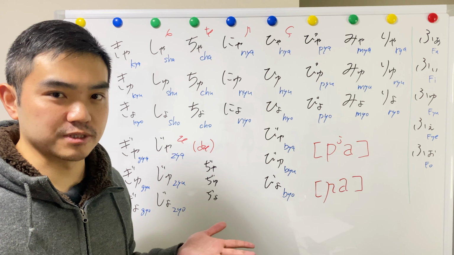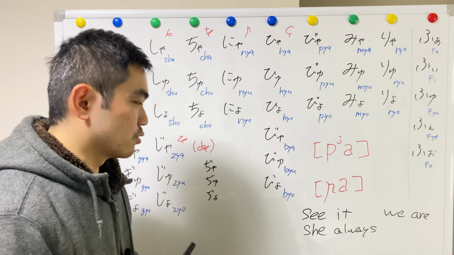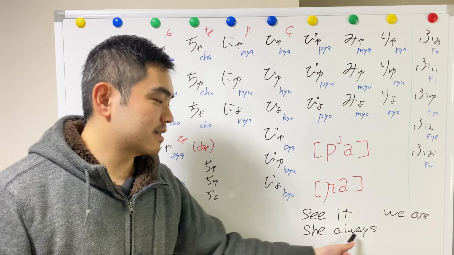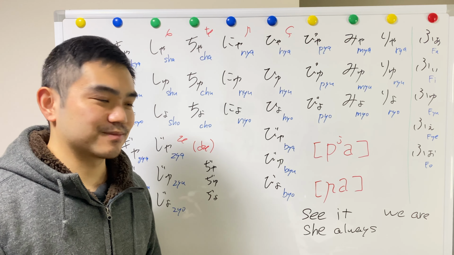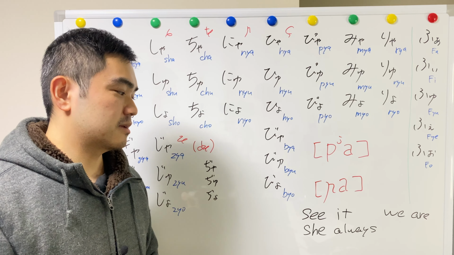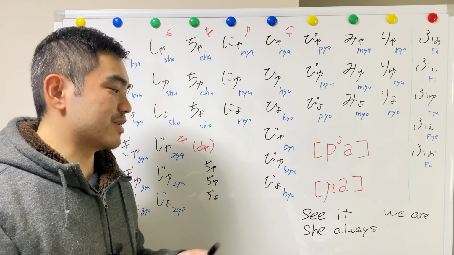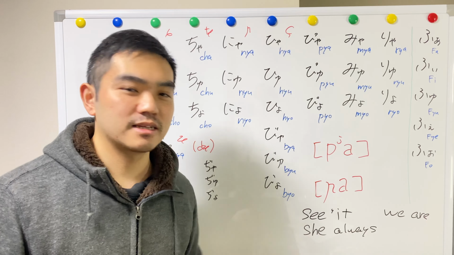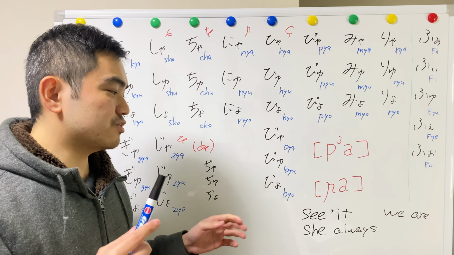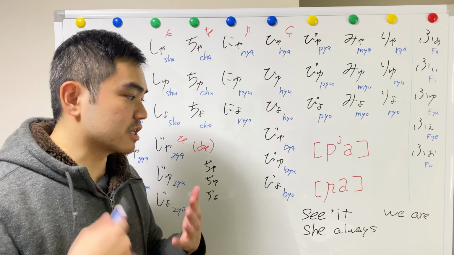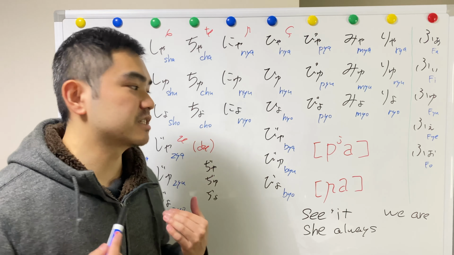Let me show you some examples. Okay, so how do you read this? Say it. She always. We are. Yeah, you notice that there's some sort of small y between these words. When you try to link this sound, your mouth is automatically creating this some sort of y sound, and this is the palatalization.